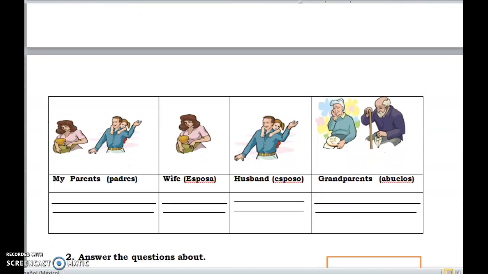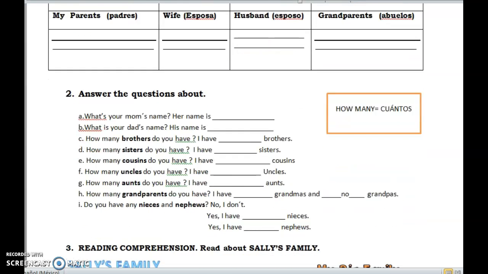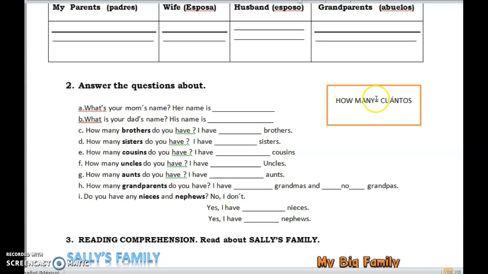No, it's in English, okay? It's not Spanish. Answer the questions about you. How many means cuántos, okay? So, what's your name? About you. I'm sorry. What's your mom's name? ¿Cuál es el nombre de tu mamá? Her name is. What's your dad's name? El nombre de tu papá. His name is. Her sería el su de ella. Su nombre de quién, de ella. His, no, su de él. El nombre de quién, de tu papá.